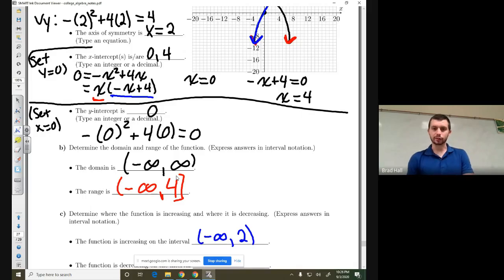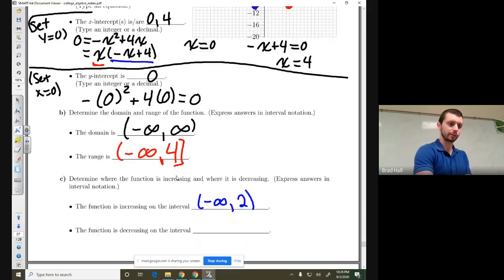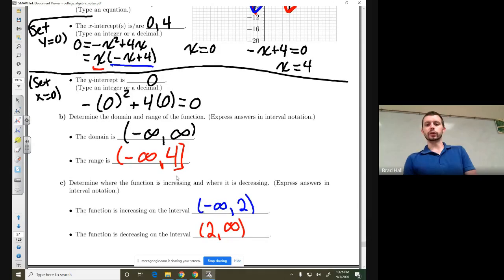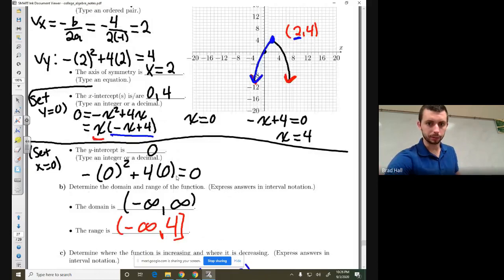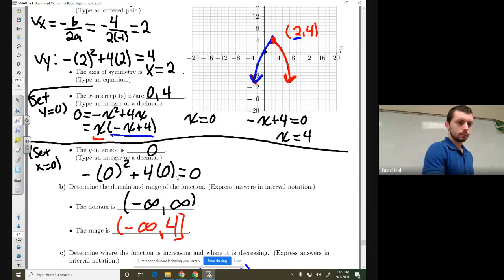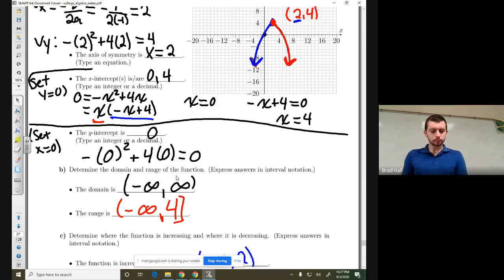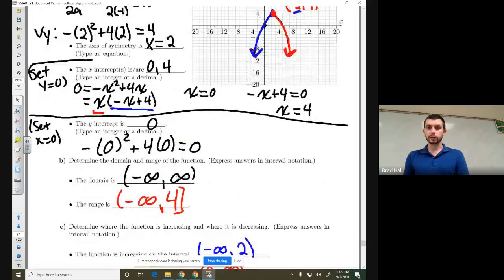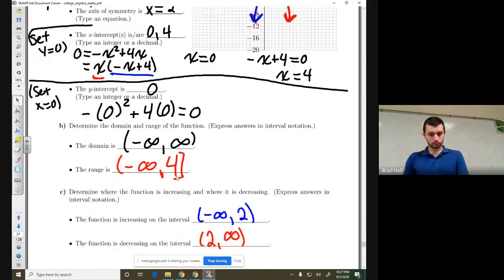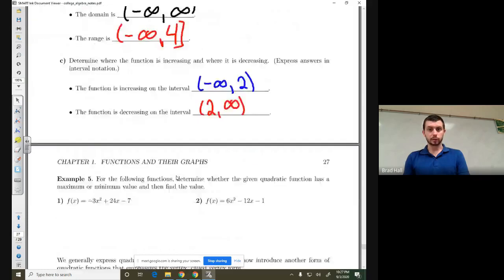And if it stops increasing at 2, then what does it have to do afterwards? Decrease. Which is why we would proceed to decrease from 2 to positive infinity, or visually, the part I am highlighting in red. So that would be the increasing and the decreasing intervals for this graph here. So from here, we shall go ahead and move on to example 5.